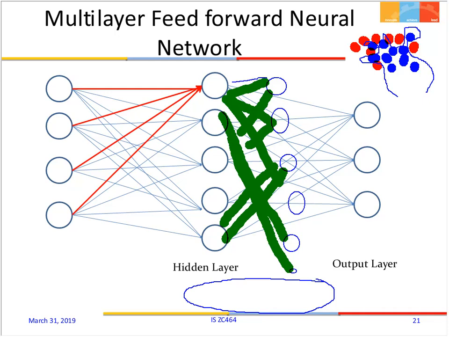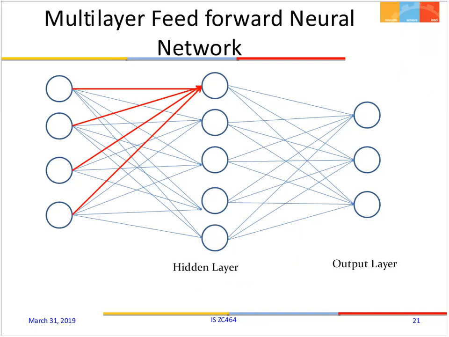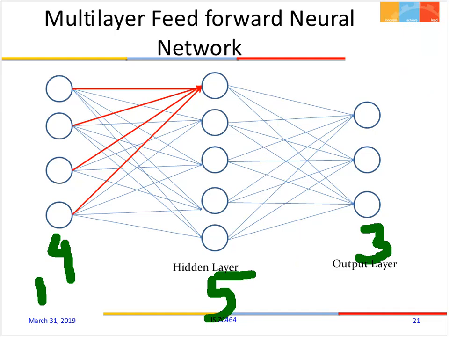Now let us talk about weight space dimension. Suppose the input layer has 4 neurons in it, the hidden layer has 5 neurons in it, and the output layer has 3 neurons in it. How many weights will we have in total? Can you tell? How many weights between input layer and hidden layer? Anybody? Please tell.